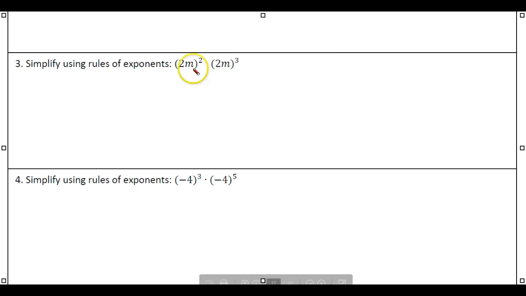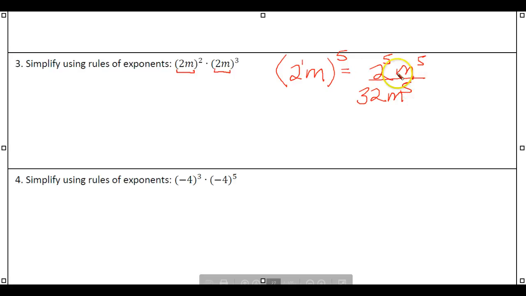Now for example 3, again our bases are the same, so we can go 2m to the 5th power. And then simplifying that, that would be 2 to the 5th, m to the 5th. Now 2 to the 5th is 32, m to the 5th, but this is how they're showing the answer on the answer page.